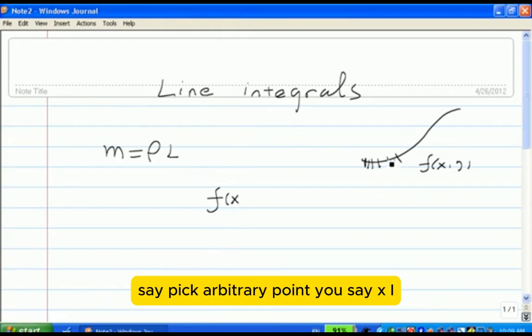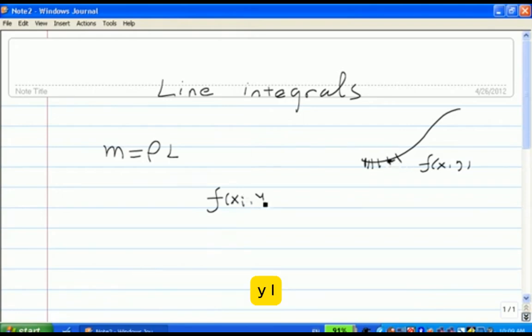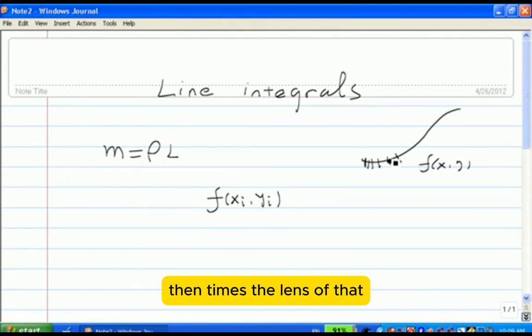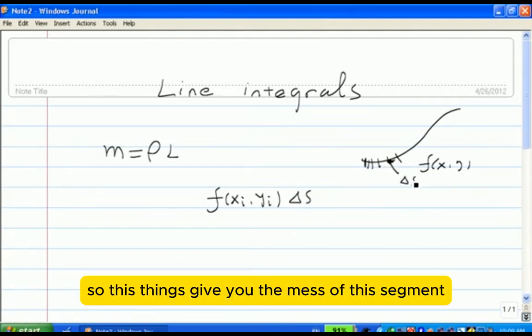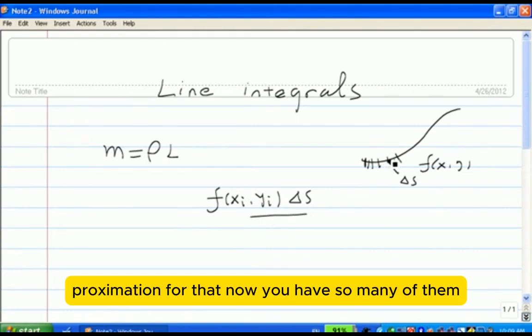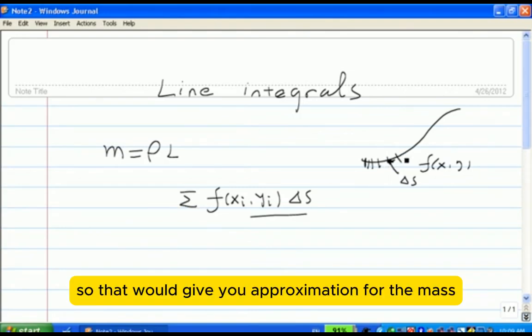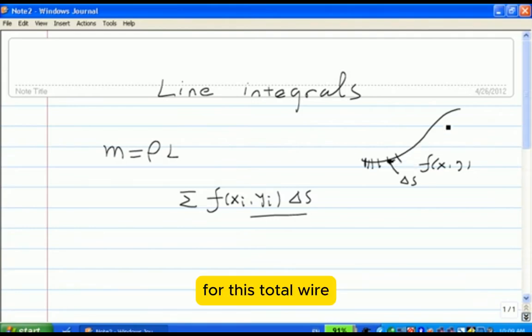Say, pick an arbitrary point (xi, yi). That gives you the density at that point, then times the length of that segment, which we call delta S. This gives you an approximation for the mass of this segment. Now you have so many of them, you add them together. That would give you an approximation for the mass of this total wire.